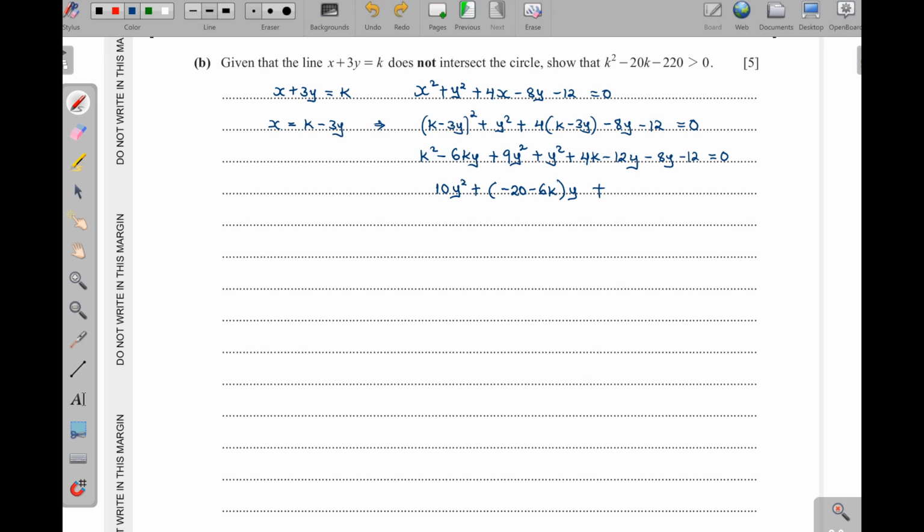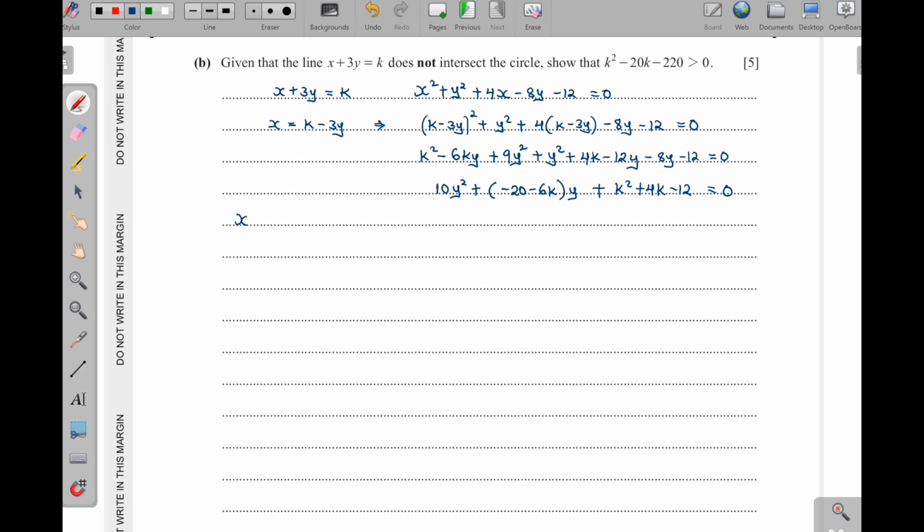So there is k squared. Then there is also 4k. And there is also negative 12. So 4k and then negative 12. So the constant part here is another quadratic also. Now, they said that they do not intersect. Remember, the quadratic equation we get here is the one we are supposed to solve in order to get the points of intersection.